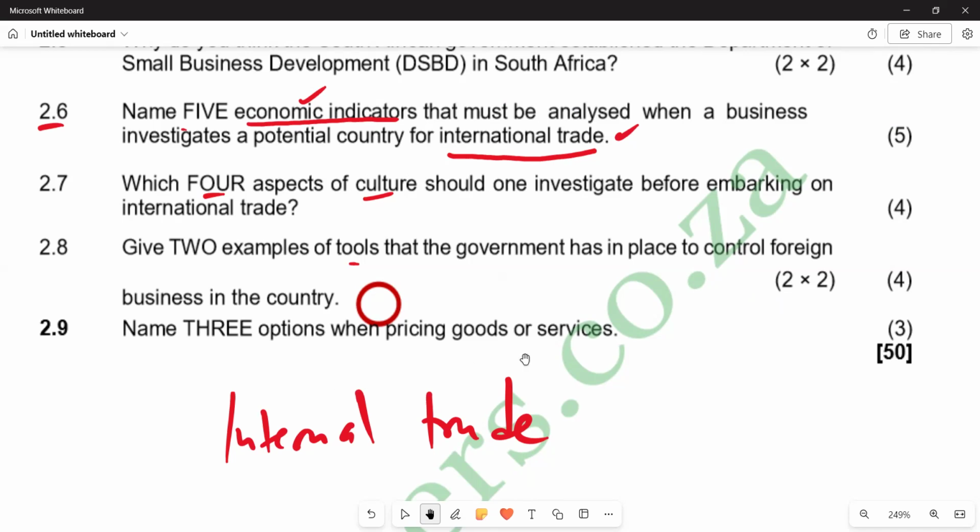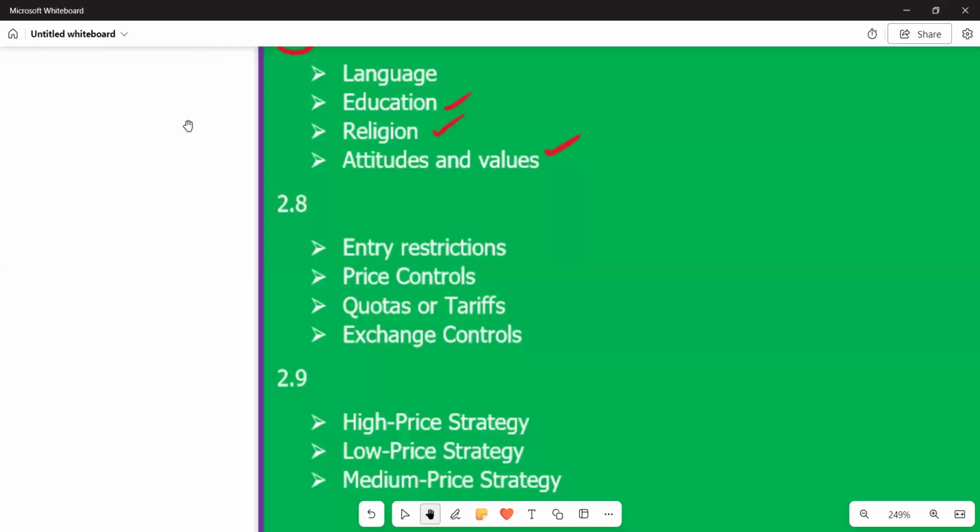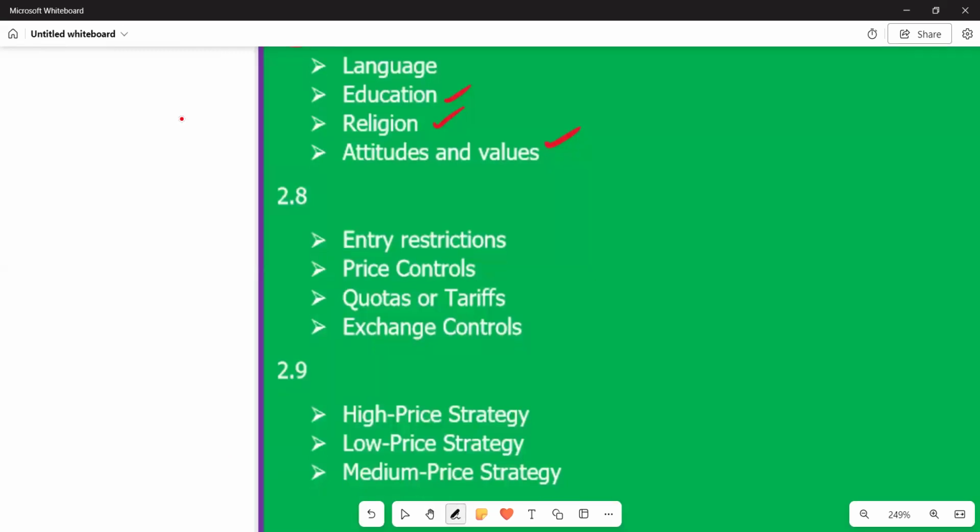So we go to our answer section and try to see 2.8, what's on the list? We have got entry restrictions. Entry restrictions, we are talking about the documentation that is required for you to be able to enter into a country. We are talking about passports and visas. There can also be restrictions that can be put in place. We could also have price controls also can be part of that.